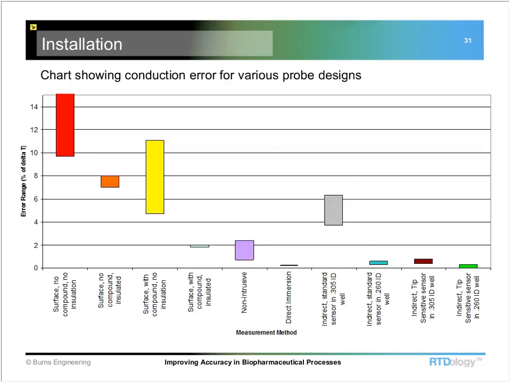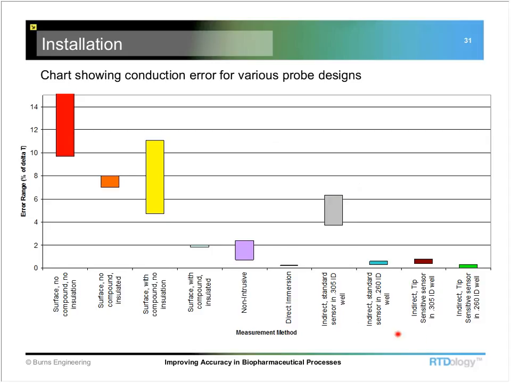This is a chart I'd mentioned. This shows the conduction error or immersion error, and it's expressed as a percentage of the delta T, or the difference in temperature between ambient and the fluid temperature. And if we have a tip-sensitive probe in a thermal well, we're down here at near zero.